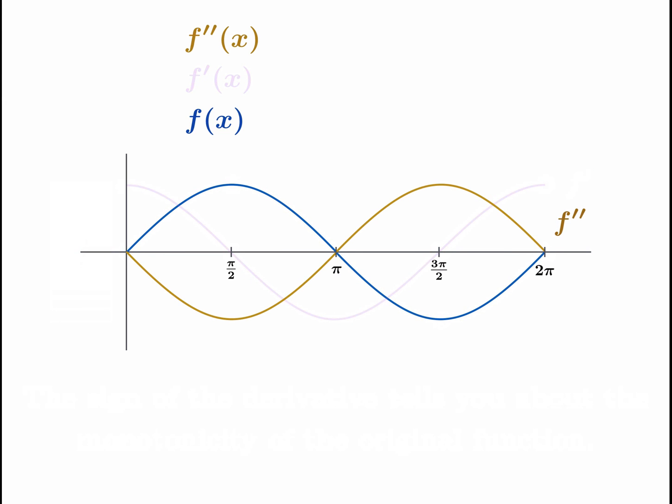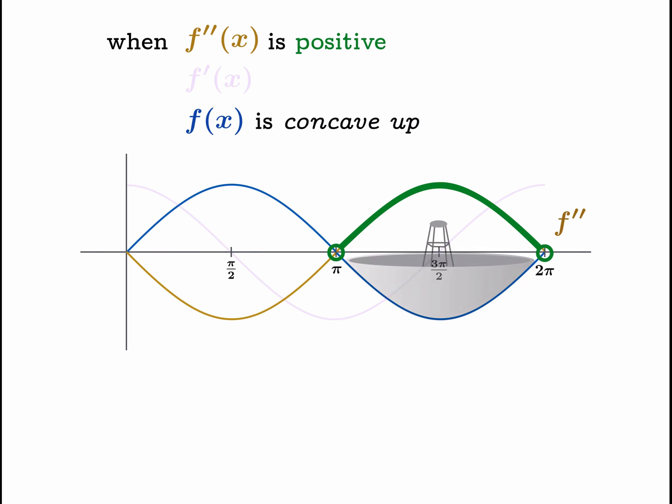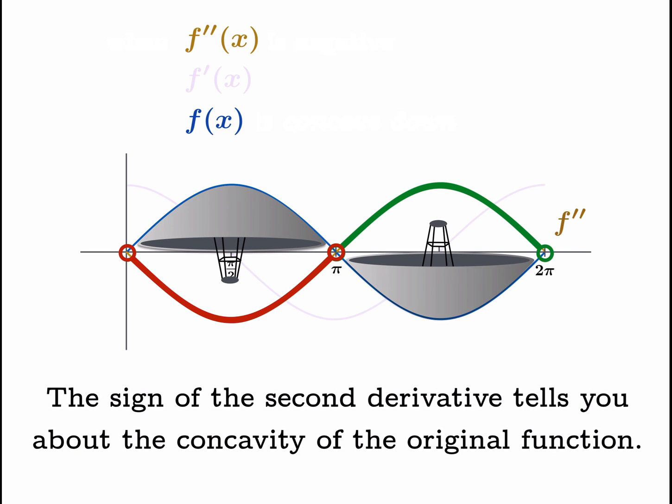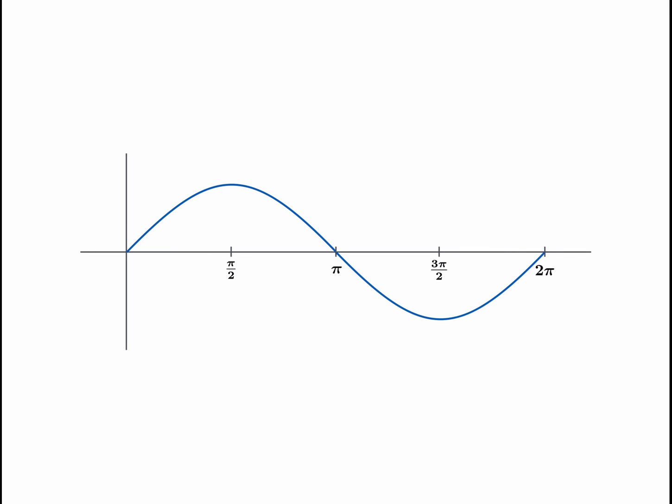So now we're going to concentrate on the second derivative. Here we have the second derivative plotted against the first. And we'll notice that when values of the second derivative are positive, then the original graph is concave up. Similarly, when the values of the second derivative are negative, then the original function has a graph that's concave down. So the upshot of this is the sign of the second derivative tells you about the concavity of the original function.